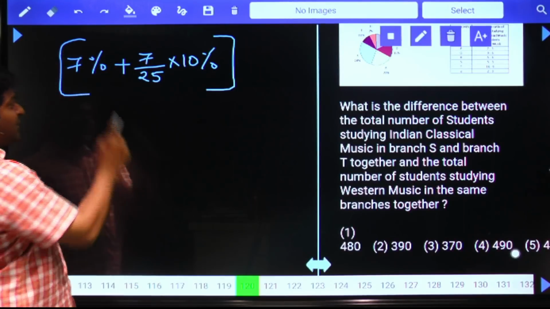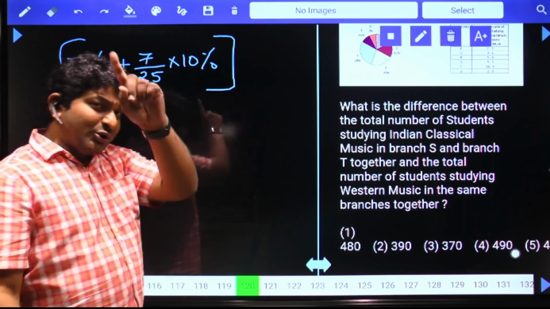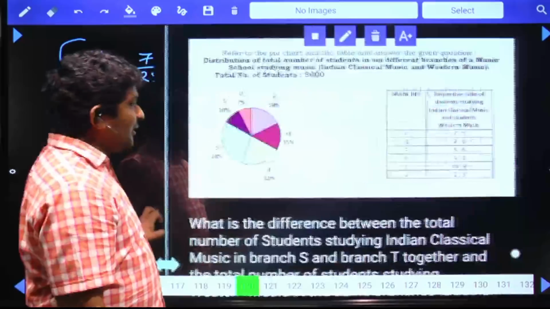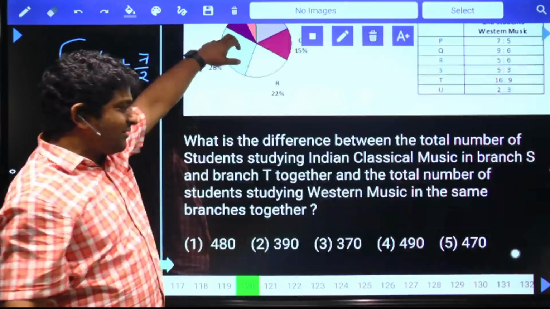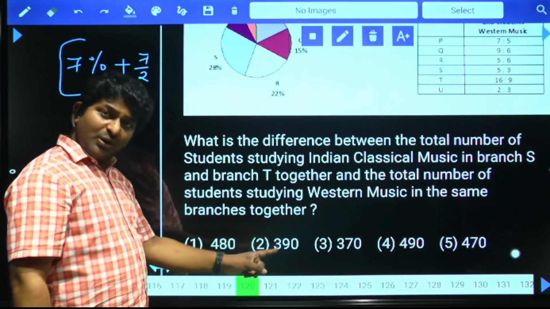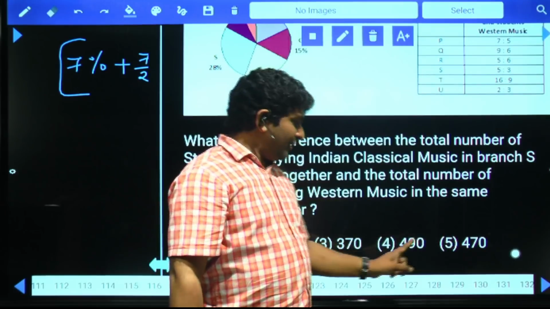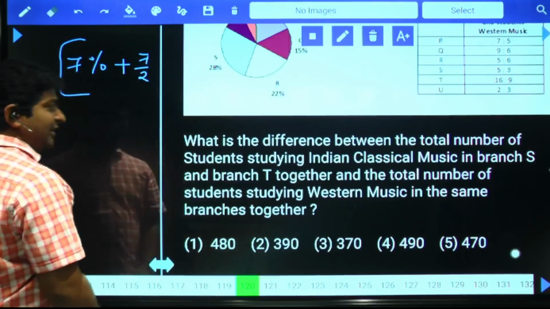Now if you observe this, here you have a multiple of 7 and here also you have a multiple of 7. So the total answer must be a multiple of 7. Look at your options and verify how many are multiples of 7. Is your first option a multiple of 7? Definitely not. This one? No. No. Yes. No. There is only one option, 490, that is the direct final answer.